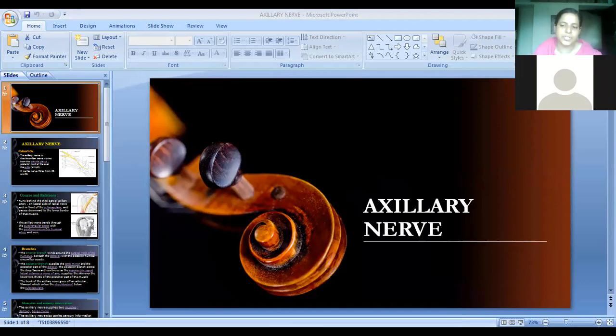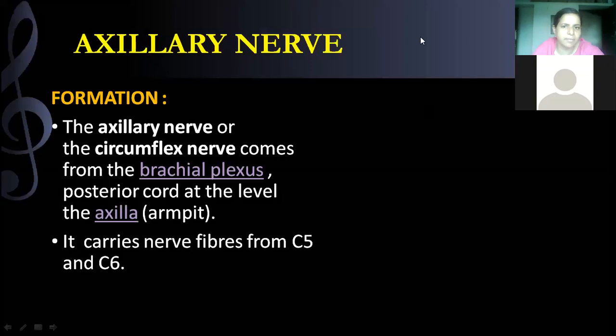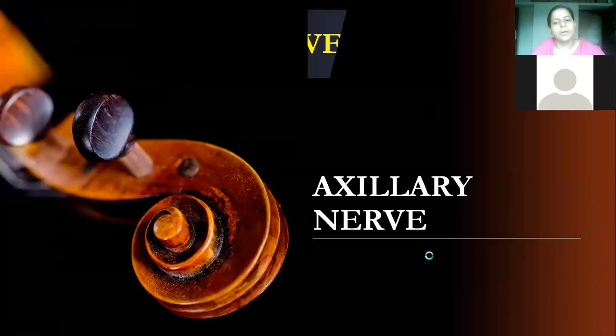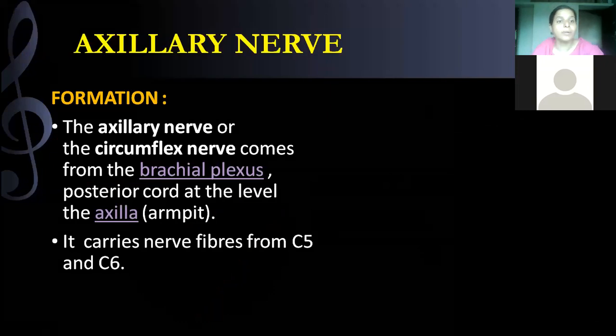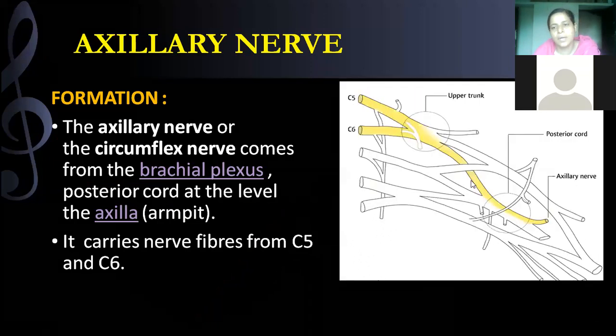So next question, what we are discussing is axillary nerve. Are you seeing axillary nerve on the screen? So how is the axillary nerve formed? It is coming from the posterior cord of brachial plexus at the level of axilla, isn't it? So from the posterior cord, then what is the root value we have? C5 and C6. You see here better.